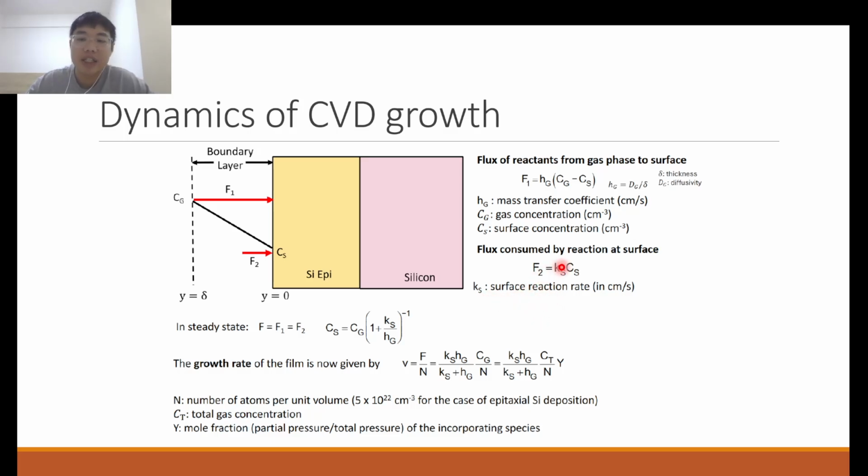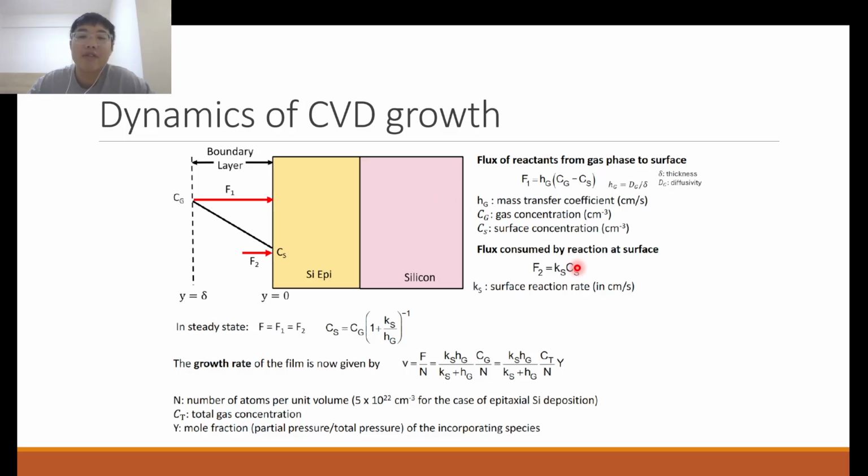What are the equations that can describe the dynamics of a CVD growth process? We can consider two fluxes that occur in the CVD growth process. The first flux is the flux of reactants from the gas phase to the surface. This is simply a gas phase diffusion process, which is governed by Fick's law. We can see that it is proportional to the concentration gradient, the difference in concentration divided by the thickness of the diffusion layer, this delta term over here.